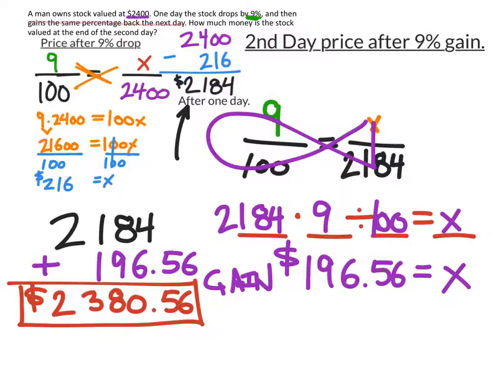Now this is cheaper than what it started with, right? And again, that's because the 9% gain was based on the 9% loss. So you have to do this one day at a time. But this is definitely our final answer, $2,380.56.